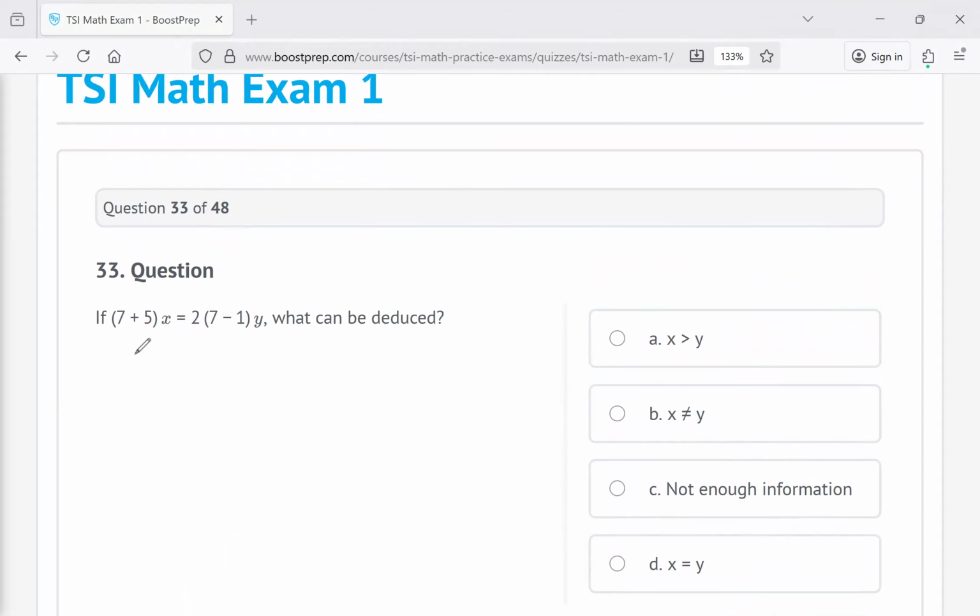Question 33. If we have 7 plus 5 times x equals 2 times 7 minus 1 times y, what can be deduced? What I would do is simplify the left and the right. On the left, you have 7 plus 5, which is 12, so you have 12x. And over here, you have 7 minus 1, which is 6, times y, and then 2 times 6 is 12y. And then you have 12x.